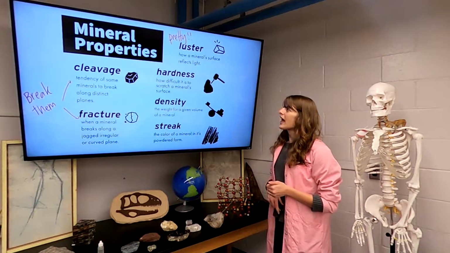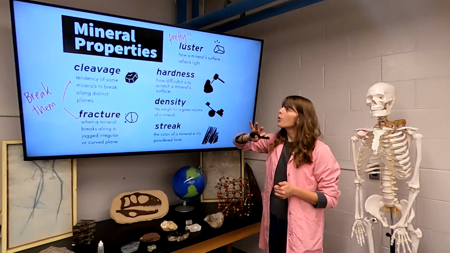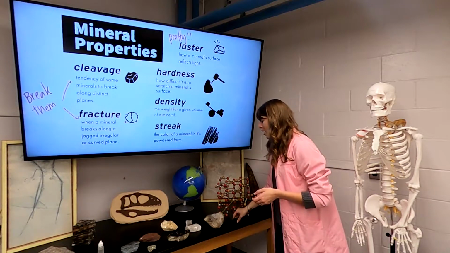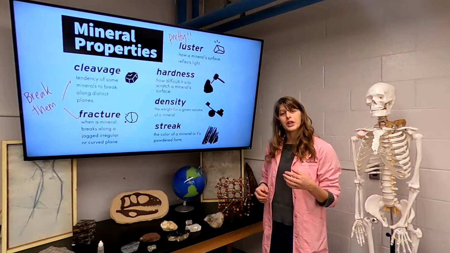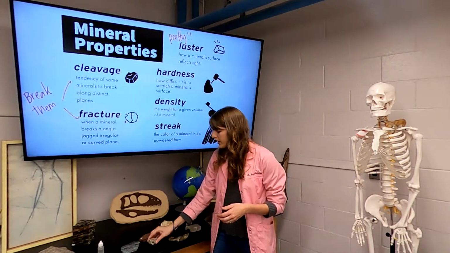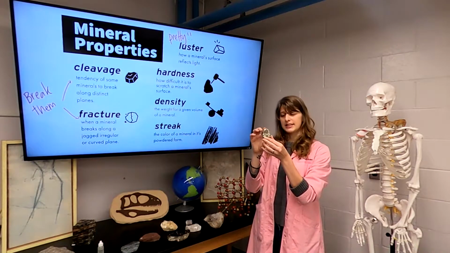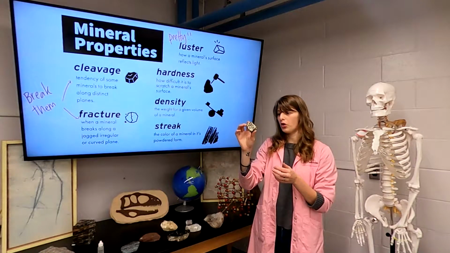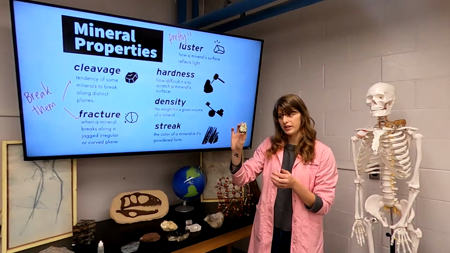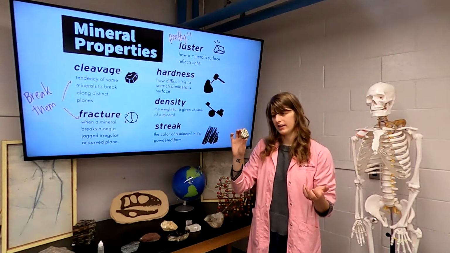The next thing we can look at is the luster, or how the mineral surface reflects light, whether or not it's pretty. And so we have some specific terms we use to describe the luster of a mineral. For example, this mineral here is an example of pyrite, or fool's gold. And you can see that when I move it around, the light reflects off the surface and has what we call a metallic luster.